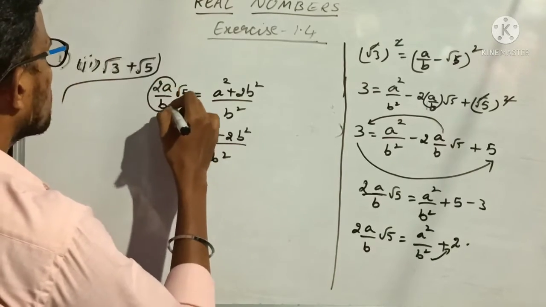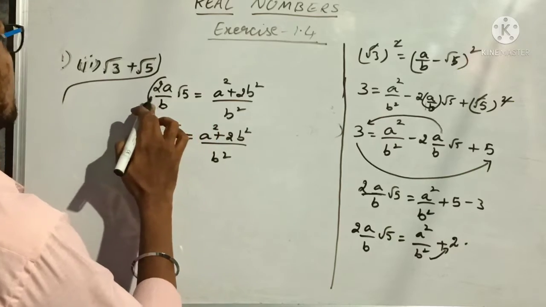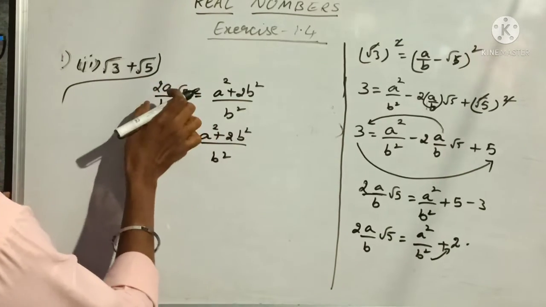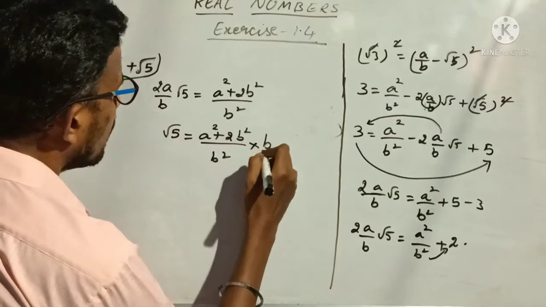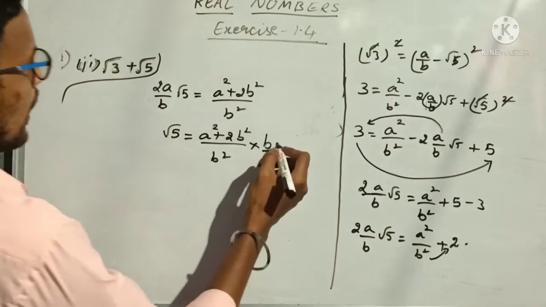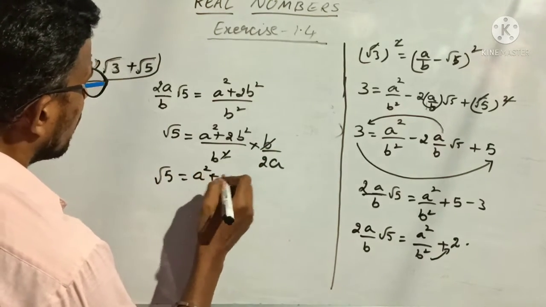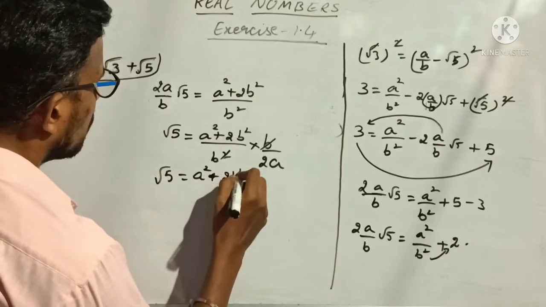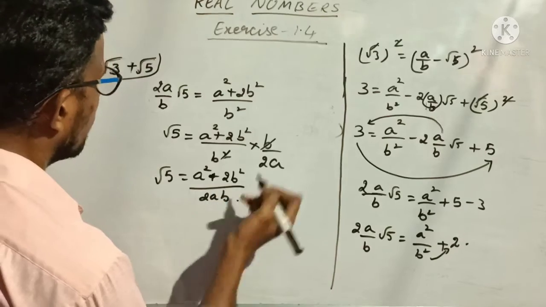Divided by means that will be the reciprocal on that side. Yes, from left side to right side when we shift, then this becomes the reciprocal. So what is the reciprocal? b by 2a. Okay? So here b and b square get cancelled. So root 5 is equal to a square plus 2b square by 2a into b, that is 2ab.